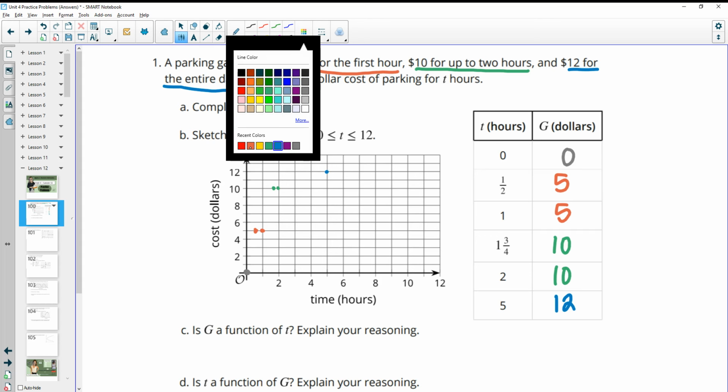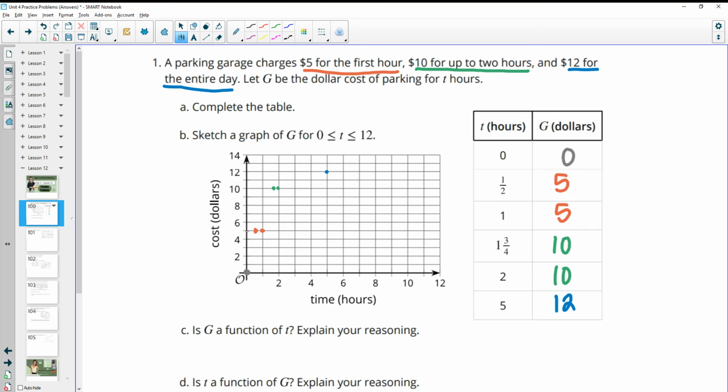So remember that anywhere within the first hour is going to cost you $5. So we'll put an open circle here because that would be 0. And then connect the line to the first hour. All of that costs us $5. So 15 minutes, 20 minutes, 30, 59 minutes, 60 minutes, all costs us that $5. Then once we get to above an hour, it's going to jump up to 10. So we'll leave an open circle there at 1 hour because at 1, it's going to be $5. But anything above 1 up until 2 is going to cost us $10.